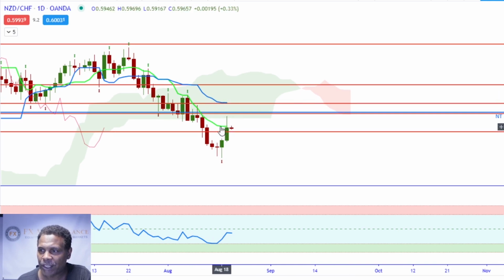Your Kijun-sen and your Tenkan-sen, your Tenkan-sen and your Kijun-sen. Between those two is a zone. That's going to be a support and resistance zone. That's basically what it is. A support and resistance band, support and resistance zone. This cloud is a support and resistance zone. So you can use that as your support and resistance levels.